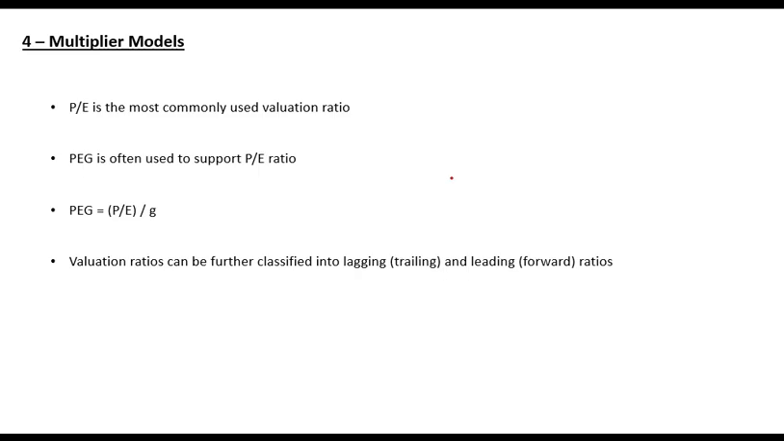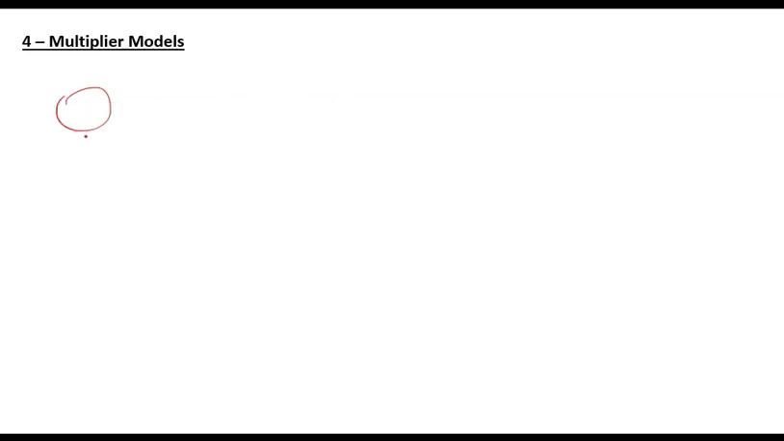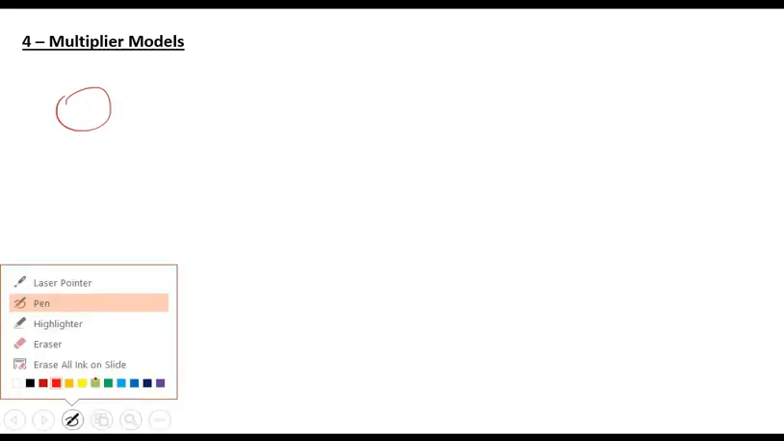Moving on to the multiplier model, which we have already discussed, and we discussed that PE is the most commonly used valuation ratio. So let's only discuss PE here and save time. For price to earnings ratio, let's say there are two companies A and B. A has a price to earnings ratio of 12x and B has a price to earnings ratio of 15x, which means you are paying $12 for every $1 of earnings for A, and you are paying $15 for every $1 of earnings for B.